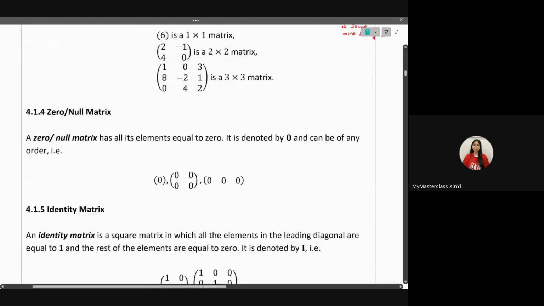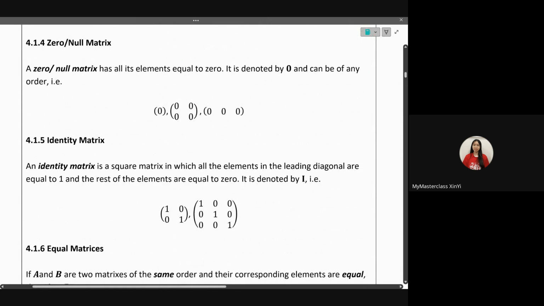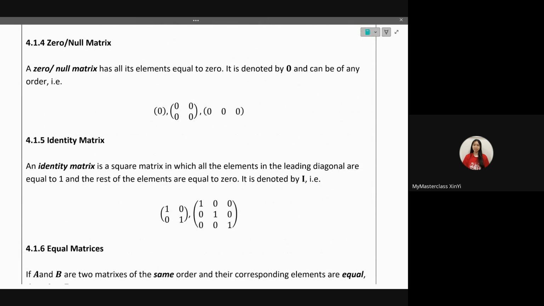This next type is what we call the zero matrix or the null matrix. As the name suggests, a zero matrix basically has all the elements inside the matrix equal to 0. It is denoted by this bolded 0. It's not just a number 0. It means a matrix containing all entries or elements that are 0. This doesn't have to be a square matrix per se, it's just that all the entries are 0.